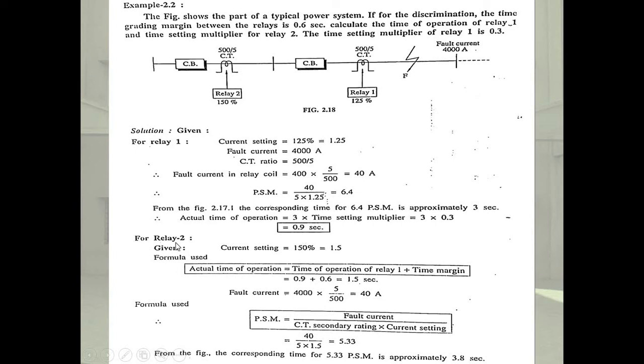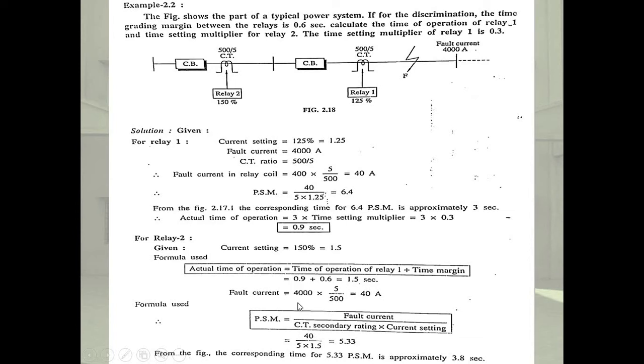Now relay 2. The current setting is 150%, while in relay 1 it is 125%. So relay 2 at 150% equals 1.5. Now the actual time of operation equals the time of operation of relay 1 plus the time margin. The time of operation of relay 1 is 0.9 seconds, and the time grading margin between the relays is 0.6 seconds. So 0.9 plus 0.6 equals 1.5 seconds.